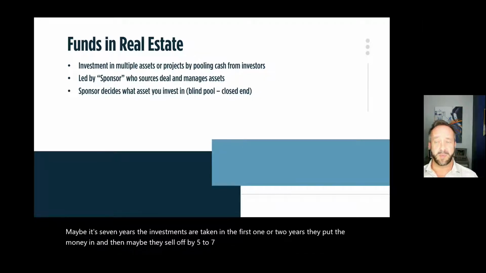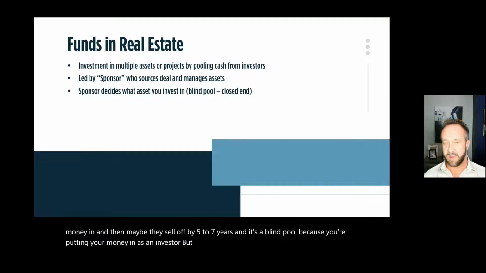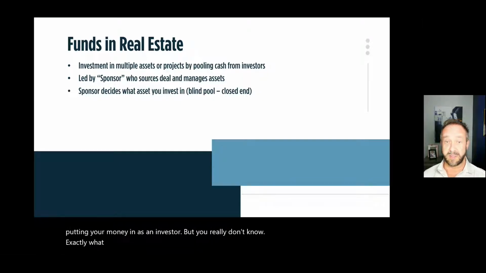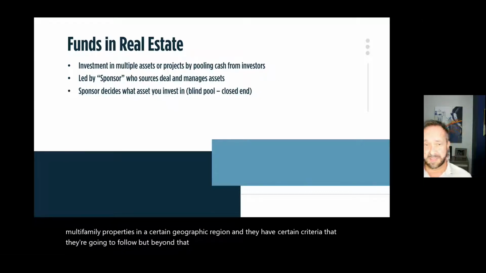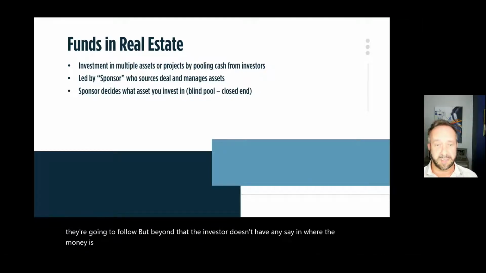And it's a blind pool because you're putting your money in as an investor, but you really don't know exactly what your money is going to go into. The fund might disclose that they're investing in multifamily properties in a certain geographic region, and they have certain criteria that they're going to follow. But beyond that, the investor doesn't have any say in where the money is invested. They are basically supposed to trust the person leading the deal, the sponsor, to decide where to put the assets or where to put the cash.